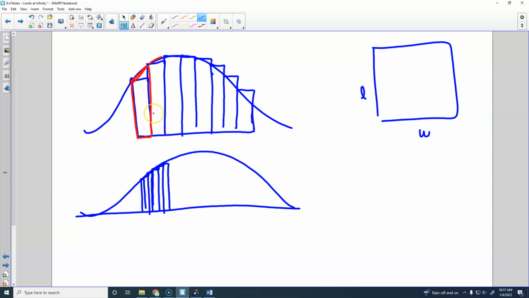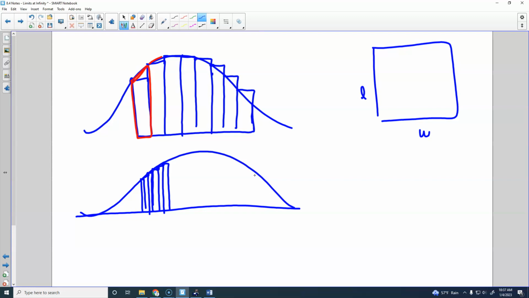Right? So up here I had 1, 2, 3, 4, 5, 6, 7, 8 rectangles. Down here I might have 50 rectangles. What would be better than 50 rectangles? 100. What would be better than 100? 7,000. What would be better than 7,000? 7,001, right? So if I took these rectangles and did the limit as my number of rectangles approaches infinity, I would actually get a perfect area underneath the curve.